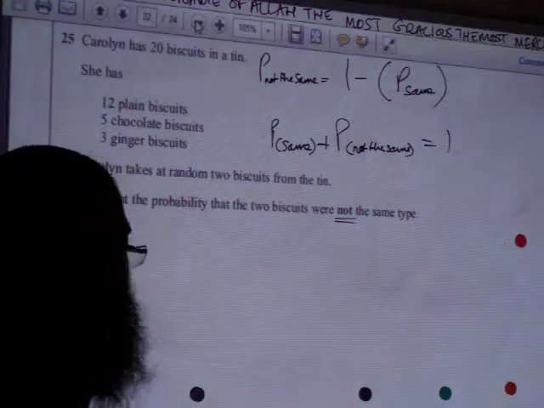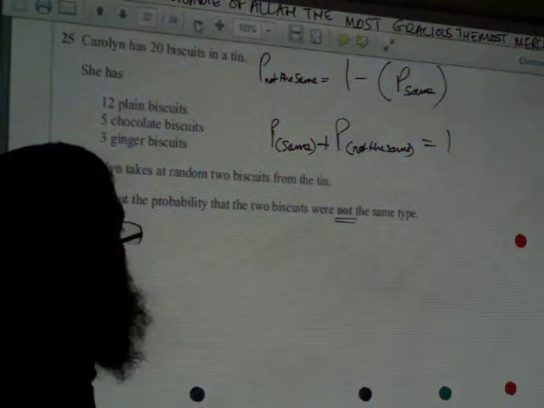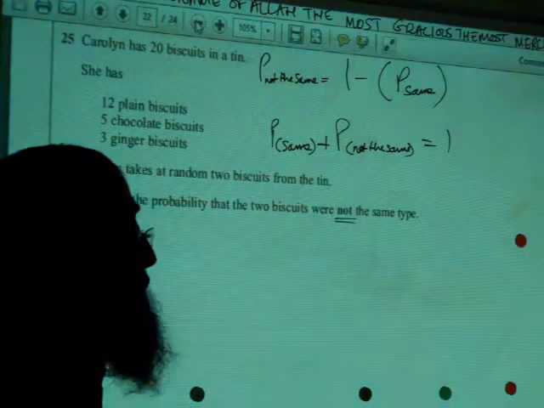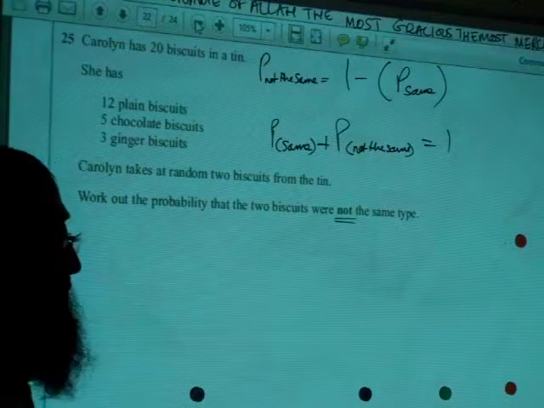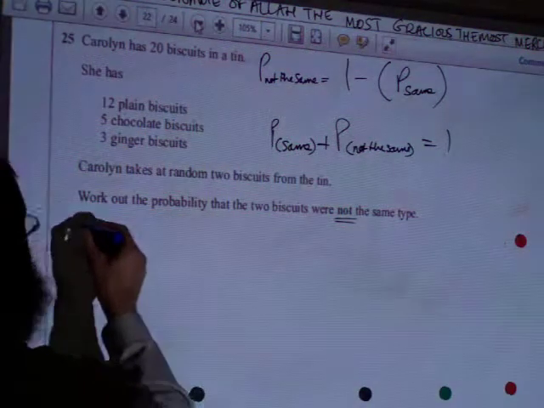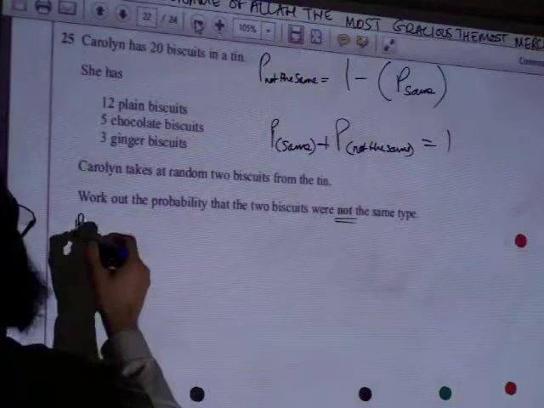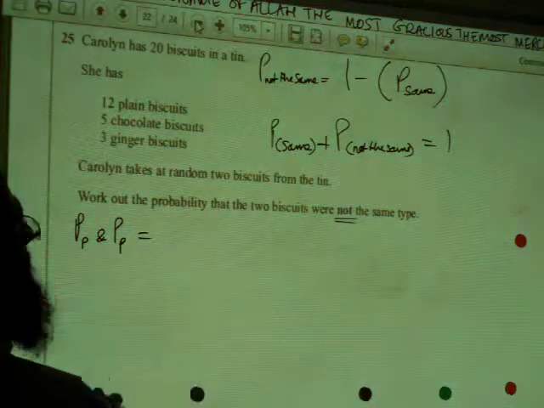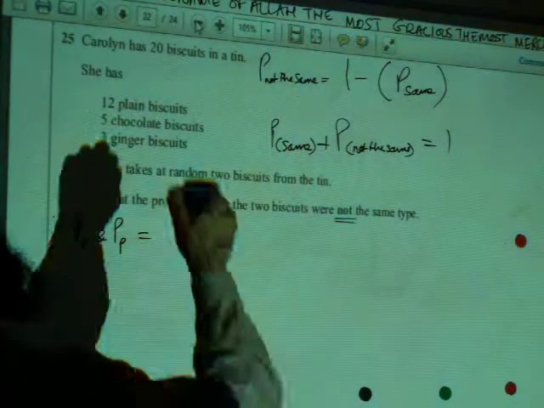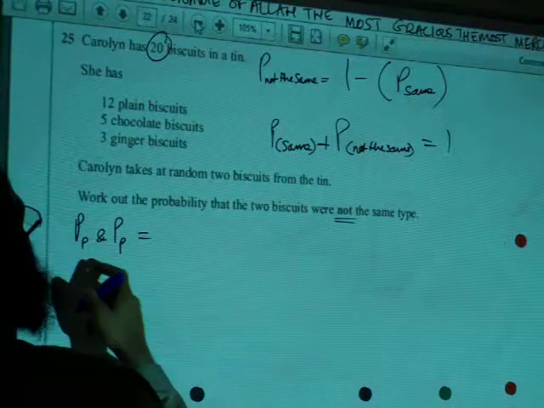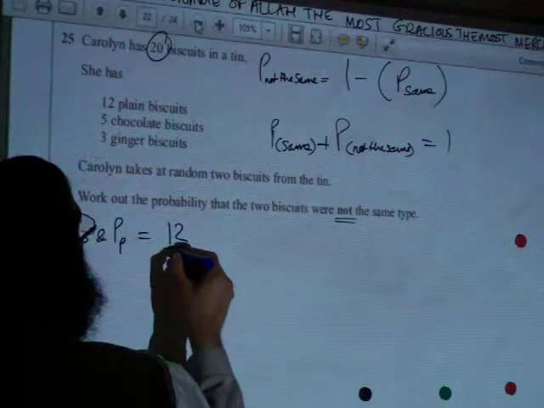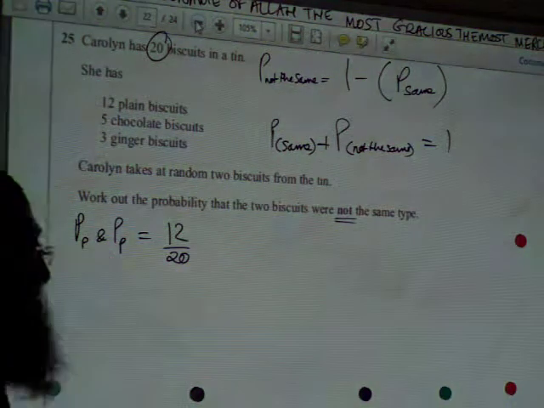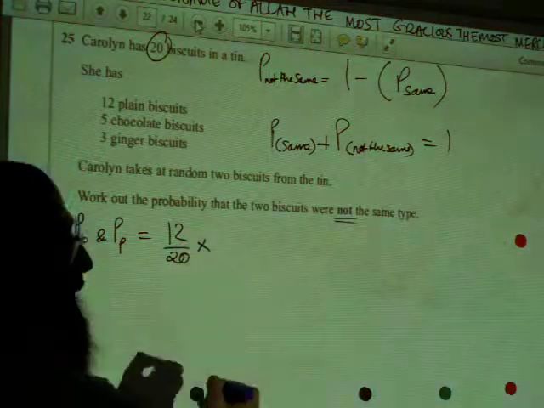So let's work out the probability. To do this question, we'll do it in reverse. We're going to work out the probability of getting the same biscuit twice, add that up and minus it from 1 to give us the actual answer they want us to work out. Right. What's the probability of getting a plain and the probability of getting another plain? First of all, how many biscuits are there altogether? 20. So the probability of getting plain is first of all 12 out of 20, and means times. And means times the probability.